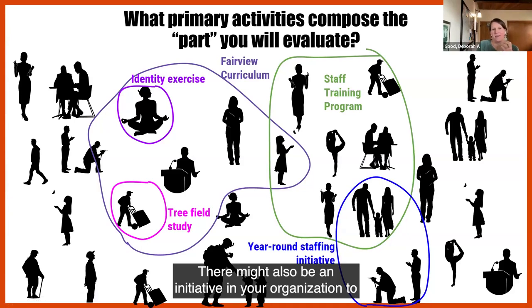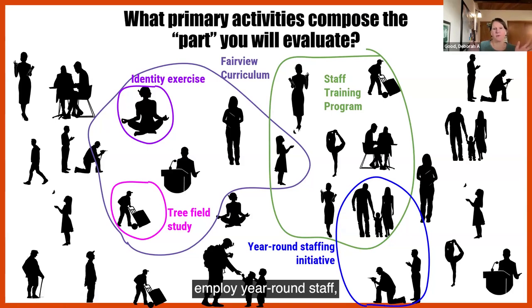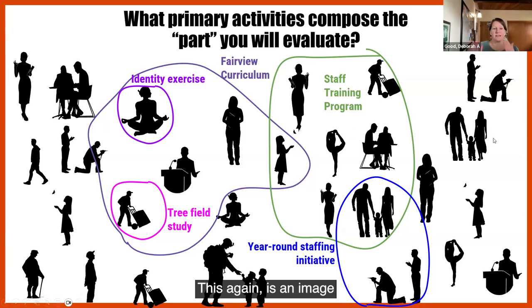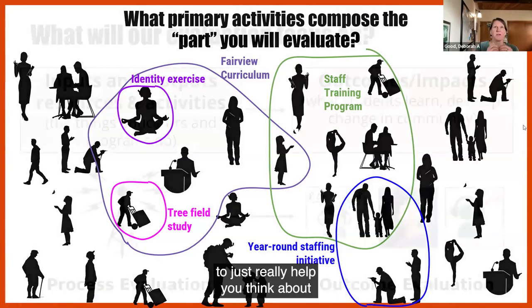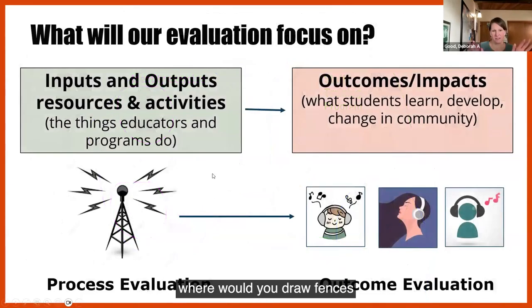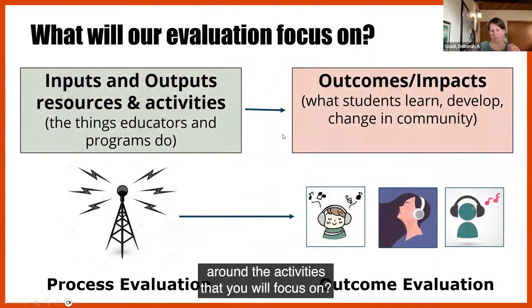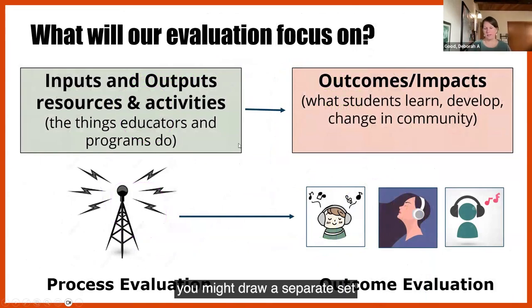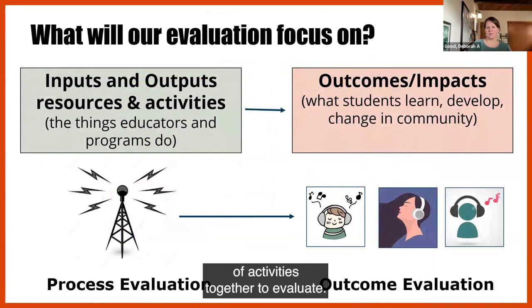And so there might also be an initiative in your organization to employ year-round staff, and that year-round staffing initiative could be the focus of your evaluation. So this again is an image to really help you think about where you would draw fences around the activities that you will focus on, and how that might change another year, when you might draw a separate set of activities together to evaluate.